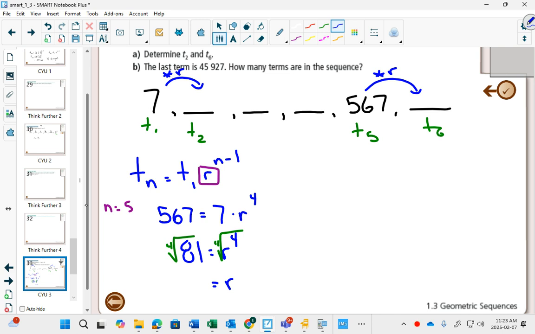When we square root both sides of an equation, we have to remember to add a plus or minus, because it could either be positive or negative. The same thing happens with 4th roots, 6th roots, 8th roots, 10th roots, and all even roots. You have to remember a plus or minus. So the answer could be plus or minus 3, which means that term 2 could be 21 or negative 21, and term 6 could be 1701 or negative 1701.